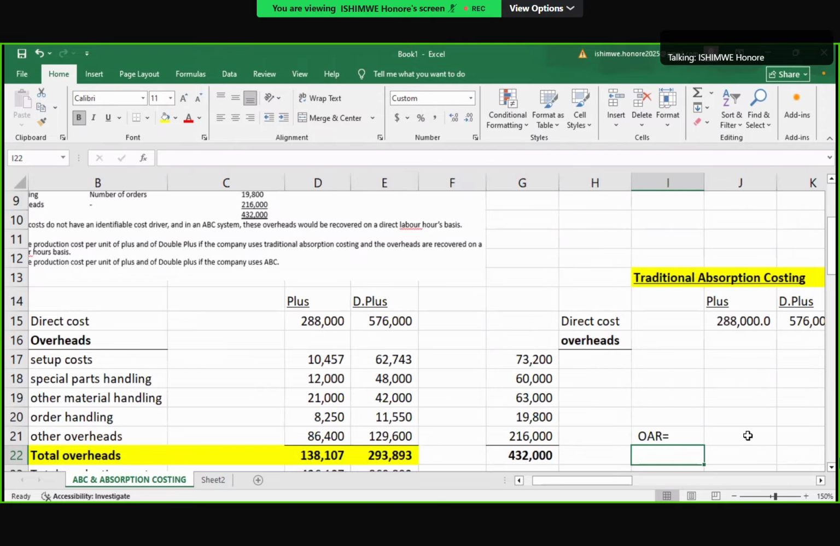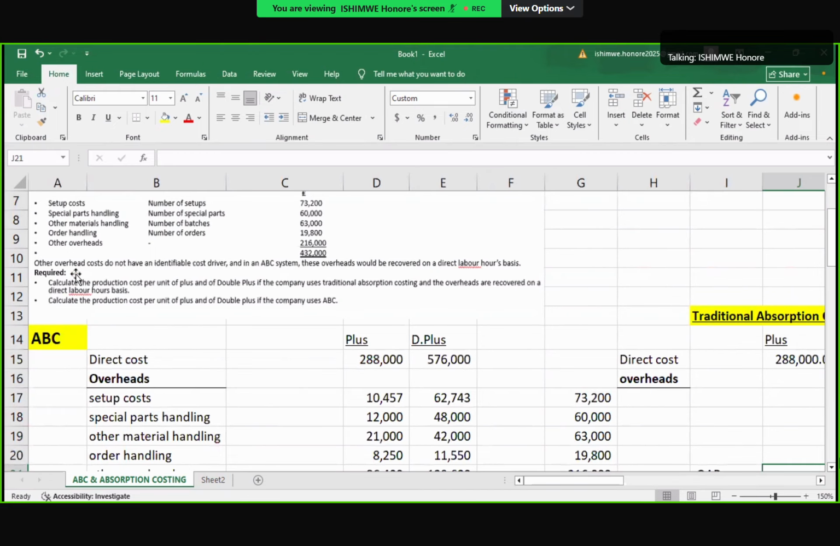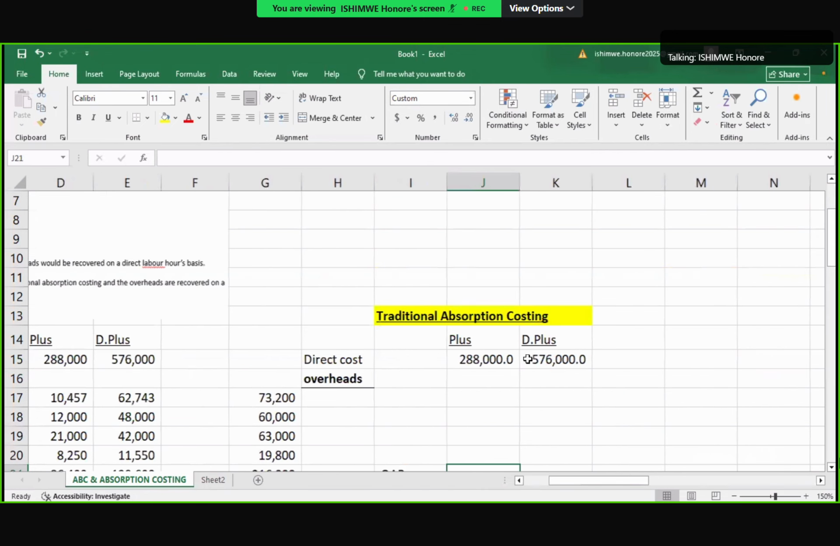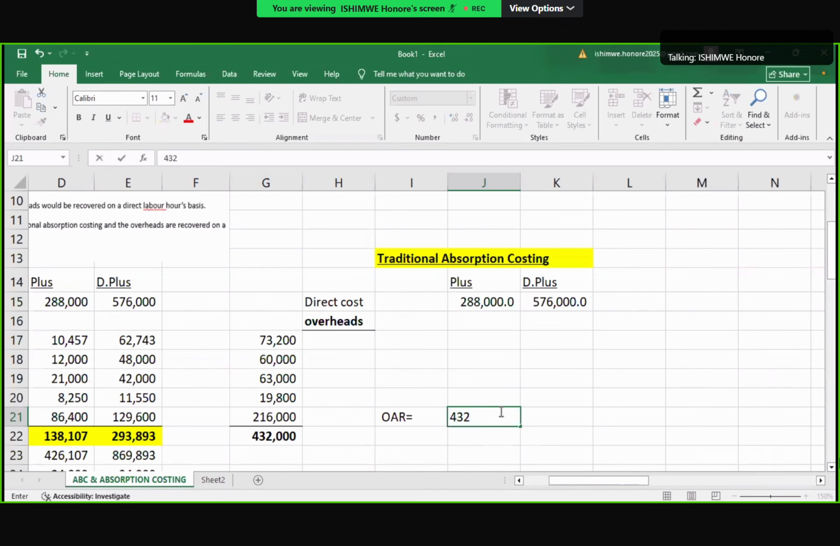So the overhead absorption rate is equal to the total overheads. It is not the total cost of activity, no, the total overhead. Remember our total overheads, look at this. This is 432. That's what we're going to use. 432, all right.